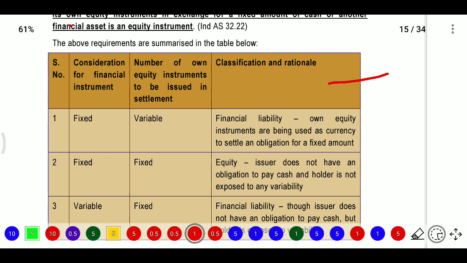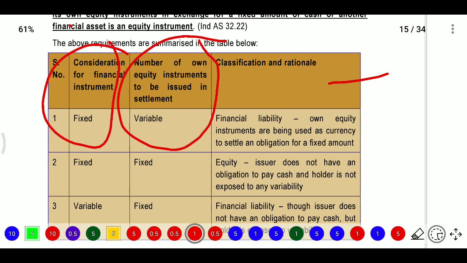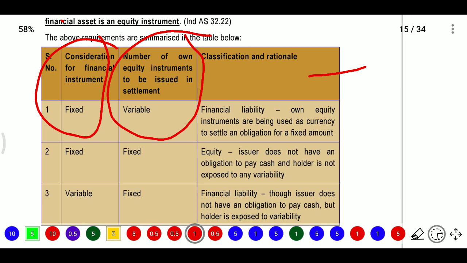So, for example, the consideration, the financial instrument, is fixed and the number of own equity shares issued, the settlement, will be variable. So we have a fixed financial instrument and we are paying with a variable number of equity instruments. The classification will be a financial liability, because own equity shares are being used as currency to settle the obligation for a fixed amount. So a fixed amount liability is there, and for settling that fixed amount liability we are issuing our own equity, which is acting as a currency, so it will not become an equity instrument.